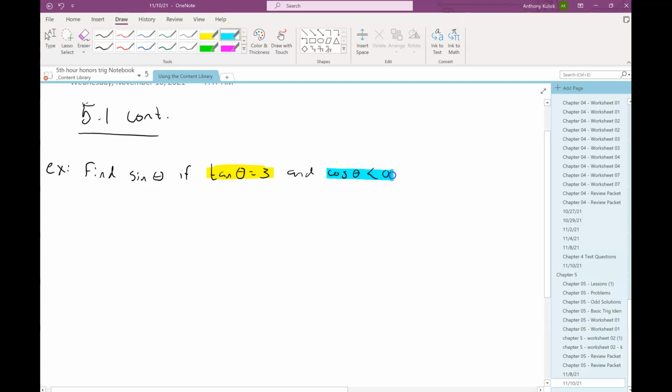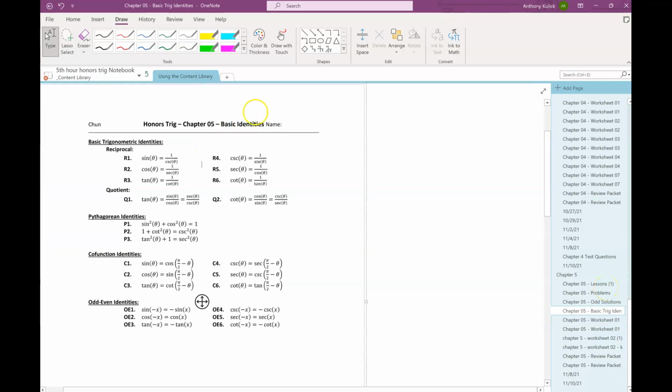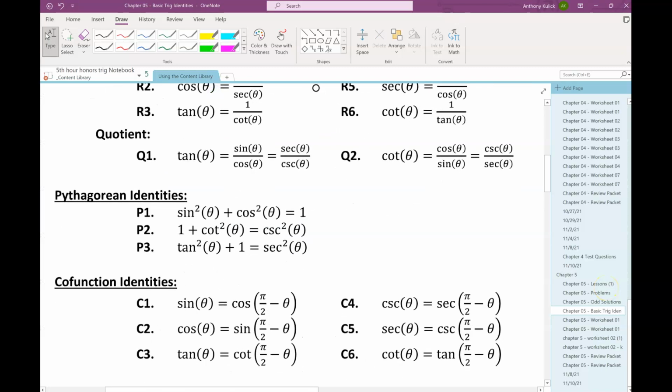Now, the fact that I'm given whether something is positive or negative gives me the hint that I'm probably going to want to use one of the Pythagorean identities, because the positive or negativeness is going to be used to determine whether a square root needs to be positive or negative when I have to square root something. So I'm going to use that third Pythagorean identity that involves tangent, because I know the value for tangent. Everybody's okay with that reasoning?